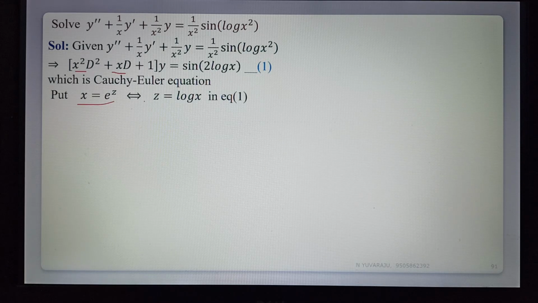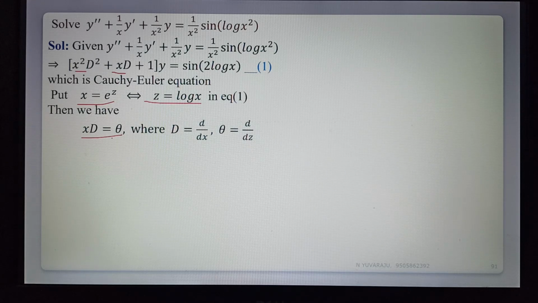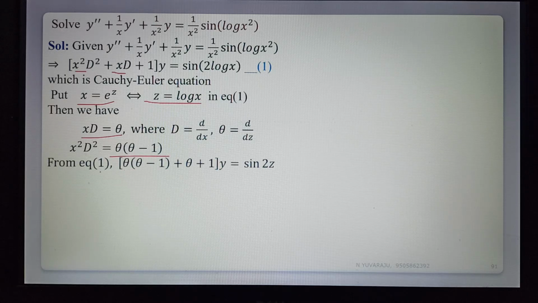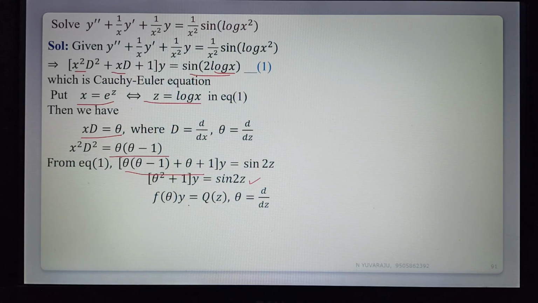Substituting x is equal to e power z, z is equal to log x. Then we have xD is equal to theta, x square D square is equal to theta into (theta minus 1). Substituting in equation 1, simplification is (theta square plus 1) into y is equal to sine 2z, the sine 2 log x here, where z is equal to log x. Which form is here? F of theta into y is equal to Q of z, where f of theta is equal to theta square plus 1 and Q of z is equal to sine 2z.